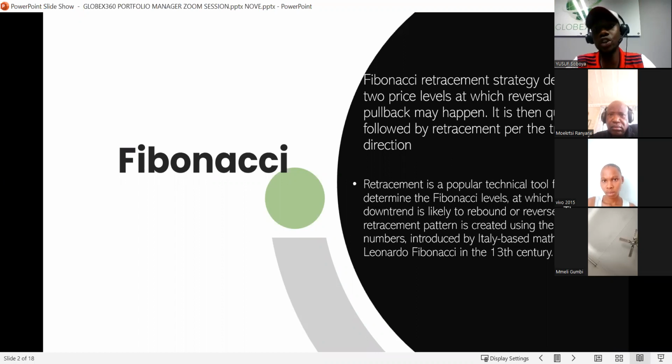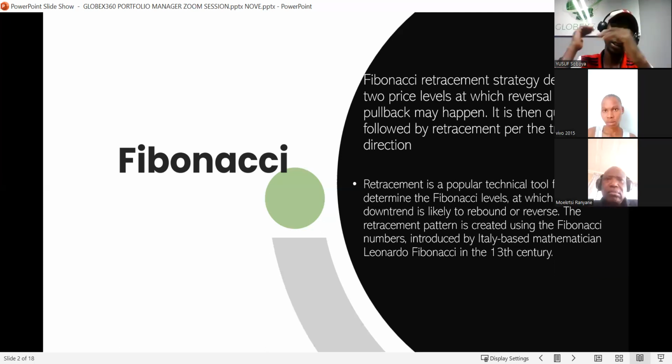So the Fibonacci retracement strategy determines the two price levels at which a reversal or pullback may happen, and it is then quickly followed by the retracement per the trend direction, knowing where it reversed and where it pulled back. So this is support and resistance. The most important price action, if you want to learn how to do it on your own, is to understand support and resistance. And the easiest way to understand support and resistance is to practice the Fibonacci retracement.